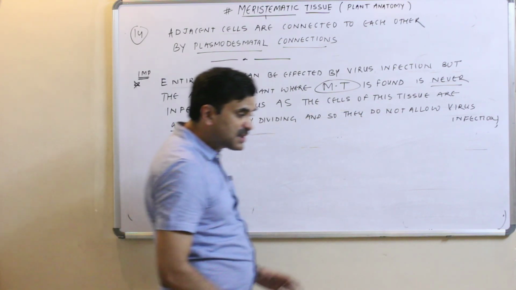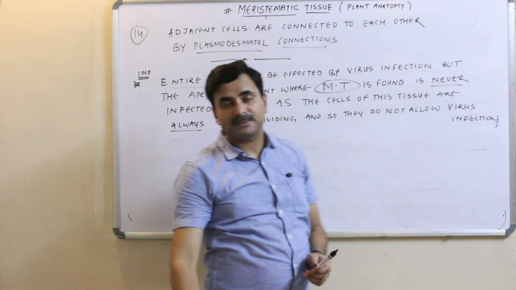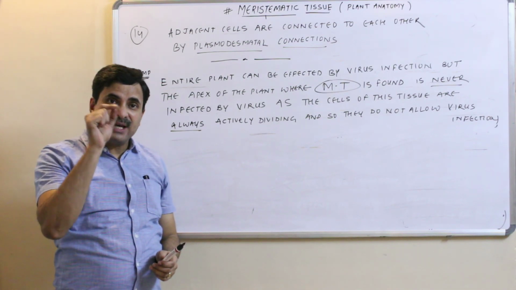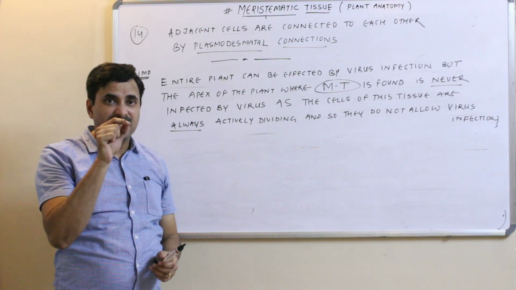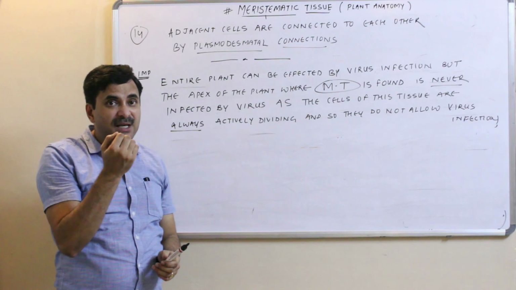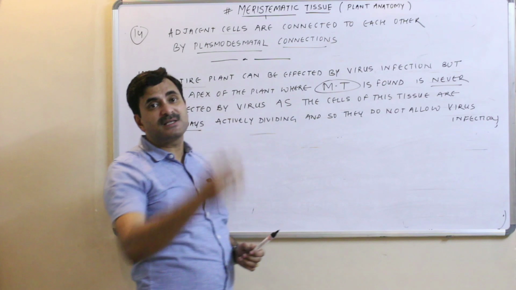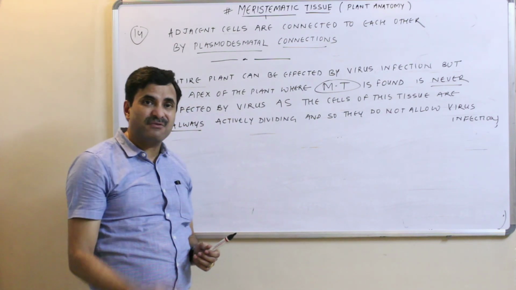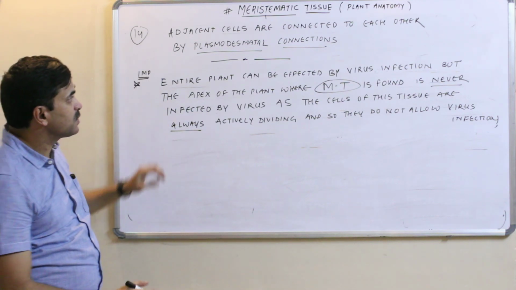It means, if in nature the entire plant is infected by virus, but if we want to save that species or the plant, then from the growth apices we can take the meristematic cells, and through tissue culture experiments we can again raise a new plant from it, and that plant which will be raised from those cells will be entirely virus free. Okay, so this is also important.